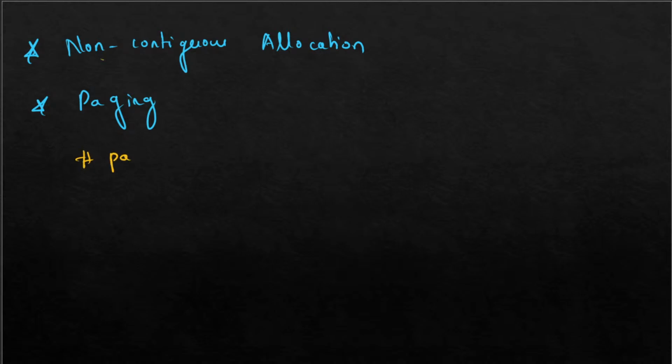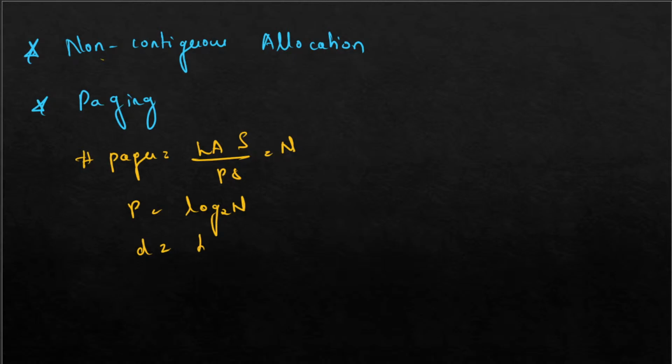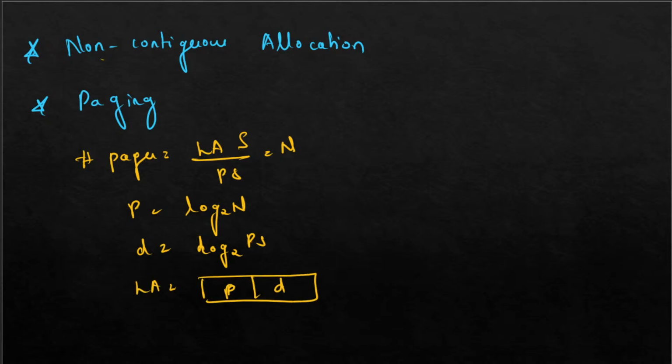So number of pages is equal to physical address by logical address. After that, p is equal to log base 2 n, d is equal to log 2 of page size. So this is physical address size by page size, which is n. This n is number of pages, d is offset. LA is logical address, which is page number p and offset d. And page entry is denoted as e.